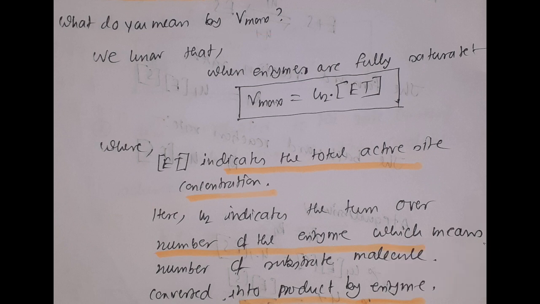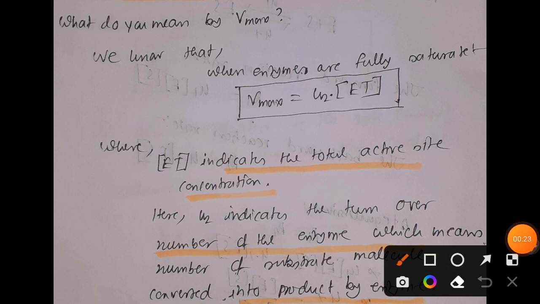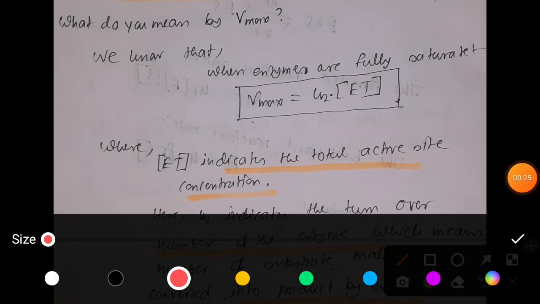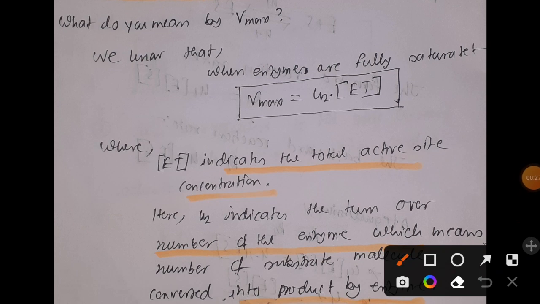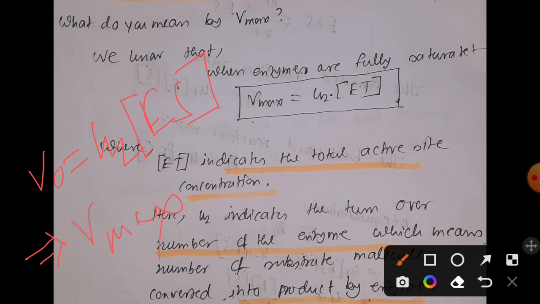Before going to talk about this video, I would like to recapitulate an equation that we discussed during the derivation of the Michaelis-Menten equation, that was V0 is equal to K2 into the enzyme substrate concentration, right? And I also told in that video that when we talk about the Vmax, this equation will change into Vmax is equal to K2 ET.